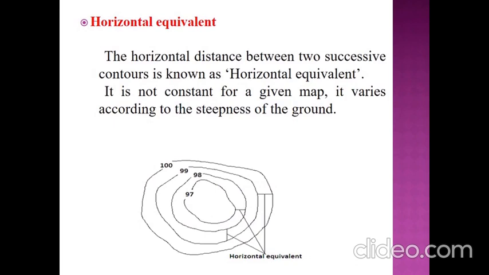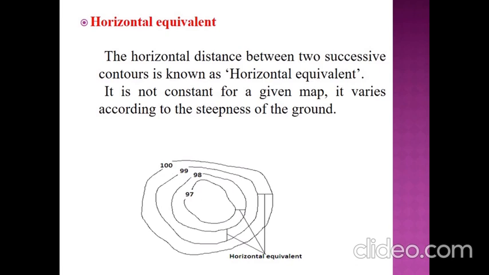So basically the horizontal distance between the two successive contours is known as horizontal equivalent. So it is not a constant for a given map. It varies according to the steepness of ground. So see here in this figure, land is shown. In that, these are the contour lines, and the distance between these two successive contour lines is nothing but the horizontal equivalent.